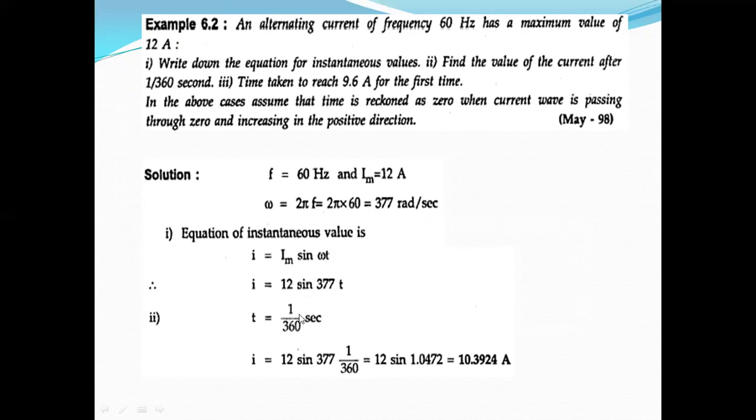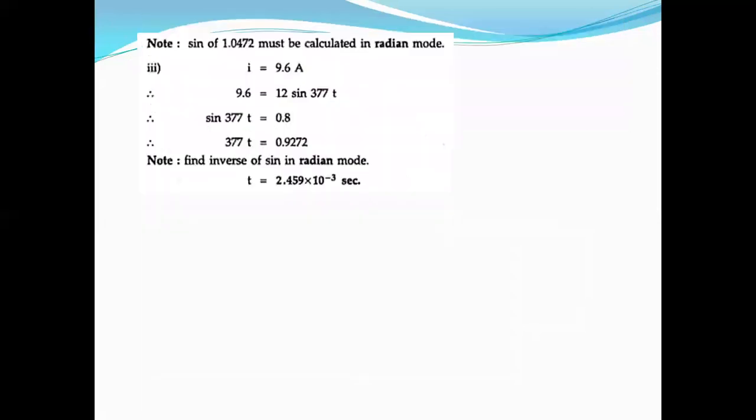And next, t is equal to the reciprocal of the frequency, so it is 1 upon 360 second. Sorry, the time is given. So i is equal to 12 sin of 377 into t, that is 12 sin of 1.072, and if you find the answer, it is 10.3924 ampere. In this way you can solve such types of problems. For that, you should know the different forms of the alternating equations, either of current or voltages.